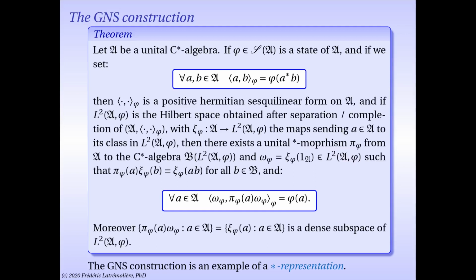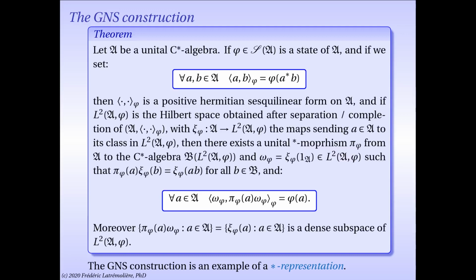First, you can recover phi of A, where phi is the state we started with, as the inner product of omega with pi of A applied to omega. So we can recover naturally the state we started the construction with. And second of all, if you look at the subspace pi of A applied to omega for A ranging over your whole C-star algebra, then you simply see that you obtain by construction the image by psi of the C-star algebra, and that is of course dense in L2 of phi.